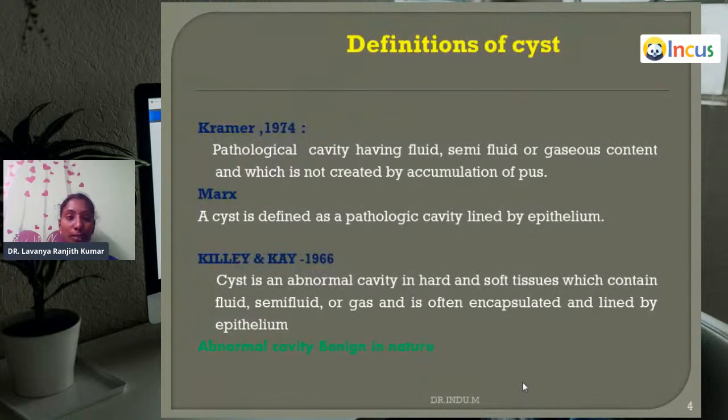Coming to the definition of the cyst, it was given by Ramer in 1974. He defined it as a pathological cavity having a fluid, semi-fluid, or gaseous content, which is not created by accumulation of pus. Marx defined it as a pathological cavity lined by epithelium. Kelly and Kay in 1966 defined it as an abnormal cavity in hard and soft tissues which contains fluid, semi-fluid, or gas, and it is often encapsulated and lined by epithelium. The main thing is that it is an abnormal cavity which is benign in nature.